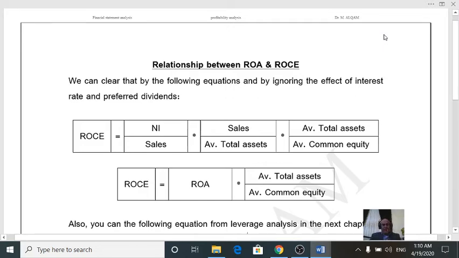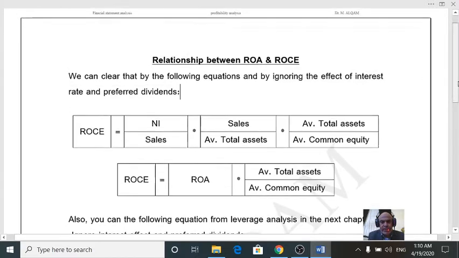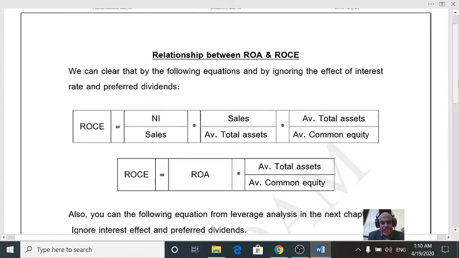Good afternoon, my student. Today we will cover the relationship between return on assets and return on equity. We can clarify that by the following equation, ignoring the effect of interest and the preferred dividends. So we assume that there is no interest and there are no preferred shares.